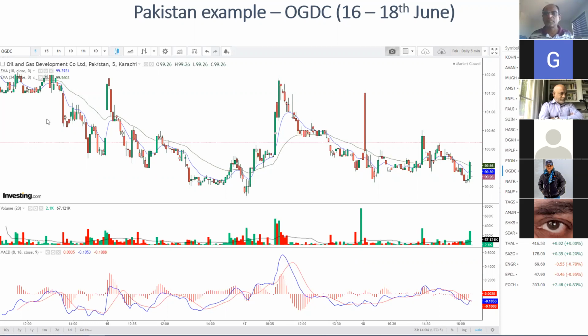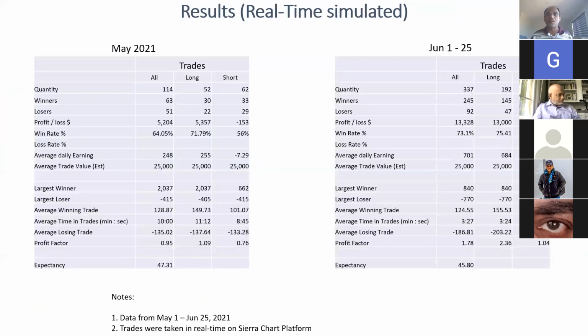So this may sound interesting for you, because the strategy is independent of the stocks. It's just working on the data. It was working on OGDC, Oil and Gas Development Corporation data. This was actually the real-time results of the strategy in the US markets.